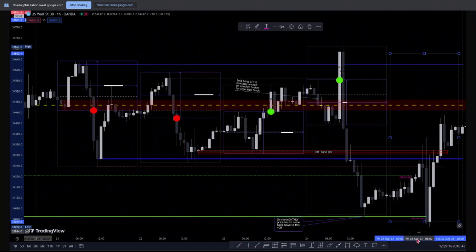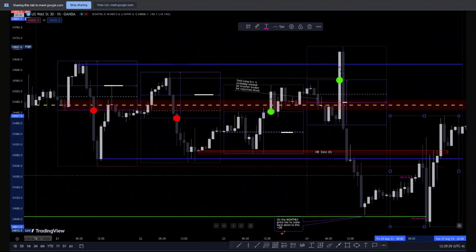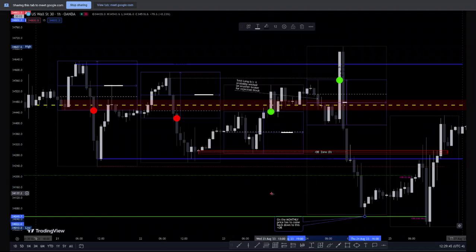After I shot the preview video saying what I thought price was going to do, I didn't identify that order block down there. But when I went to the higher time frame on a monthly, because when you go to the higher time frame and look at the order blocks, it tells you everything. That's why I put right here, on the monthly, it has to come back to this bullish order block. I still was holding to my guns, but knowing what I know on a higher time frame, price had to come back down here.